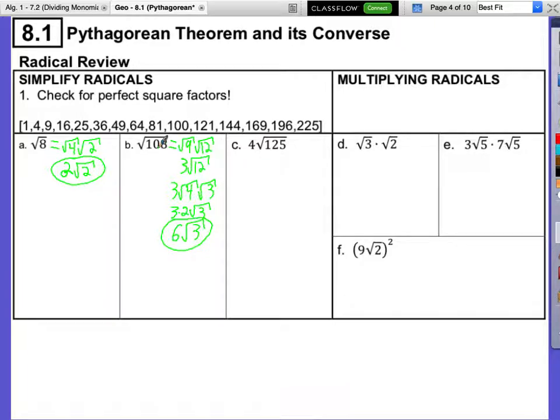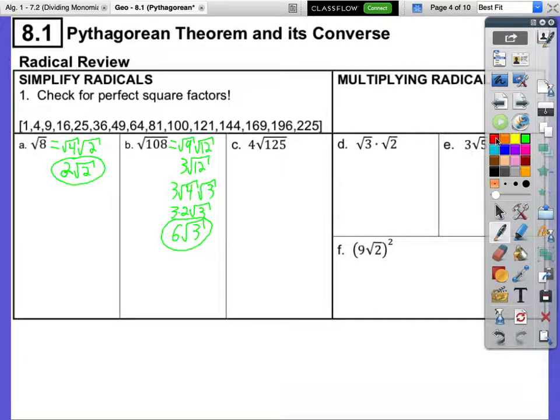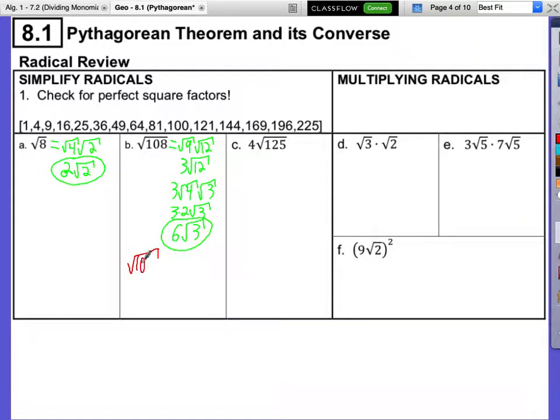So take 108 divided by 100. Nope, doesn't work. You can keep going down the list and keep dividing. Which one might work? 36. So if you take 108 divided by 36, how many times does it go into it? 3. You don't have to write this, but some of you might want to. So this could be the square root of 36 times the square root of 3. And what is the square root of 36? 6.